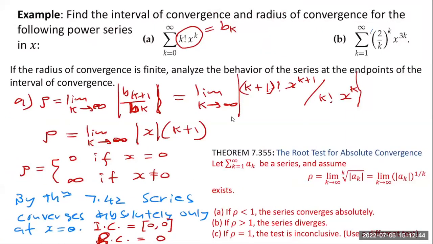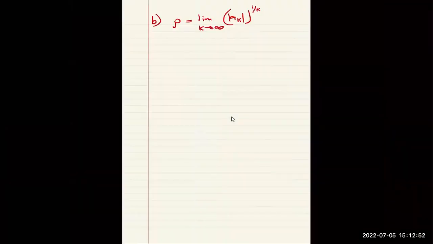Notice that here your ak is this whole thing, okay? This is going to be your ak. So I'm going to copy that over there, okay? So this will be equal to the limit as k approaches infinity of the absolute value of ak, that is (2 over k) to the power k times x to the power 3k, the absolute value of that to the power 1 over k. Okay, of course, you can send this 1 over k power inside of this absolute value.